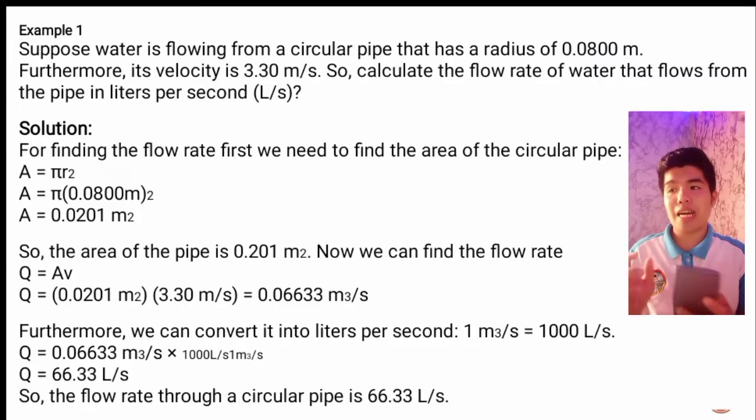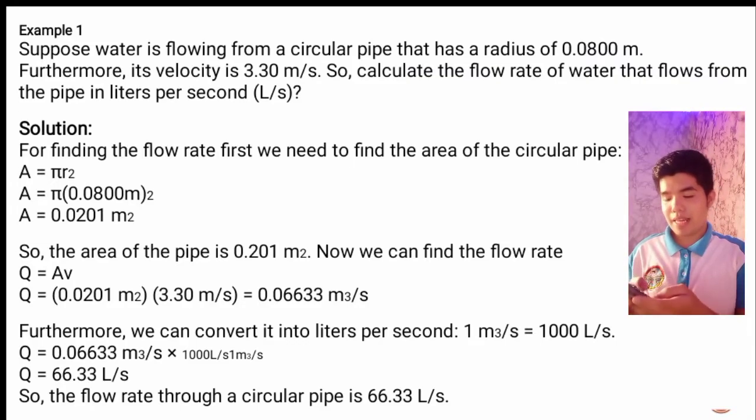Ngayon, i-derive na natin gamit yung formula na Q = A times V. So, the area of the pipe is 0.0201 meter squared. Now, we can find the flow rate. So, substitute lang natin. Q = A times V. Yung area natin na 0.0201 meter squared multiplied sa given na meron siyang velocity na 3.30 meters per second.